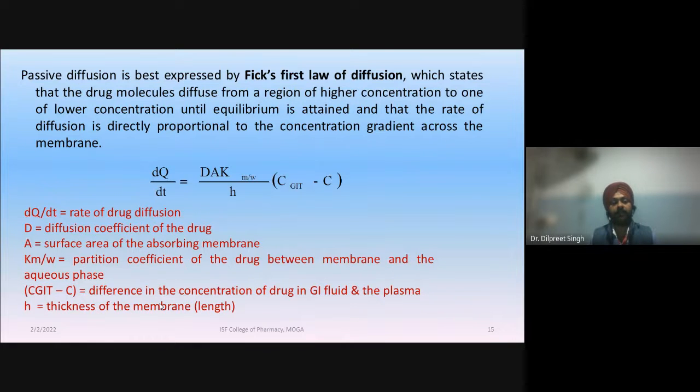So it is best fitted by the equation dQ/dt = DAK_m/w / h (C_GIT - C), where dQ/dt is the rate of drug diffusion, D is the diffusion coefficient of the drug, A is the surface area of the absorption membrane, K_m/w is the partition coefficient of the drug between the aqueous phase and the lipid phase, and C_GIT - C is the difference in the concentration of the drug in GI fluid and the plasma. H is the thickness of the membrane, that is, the length.